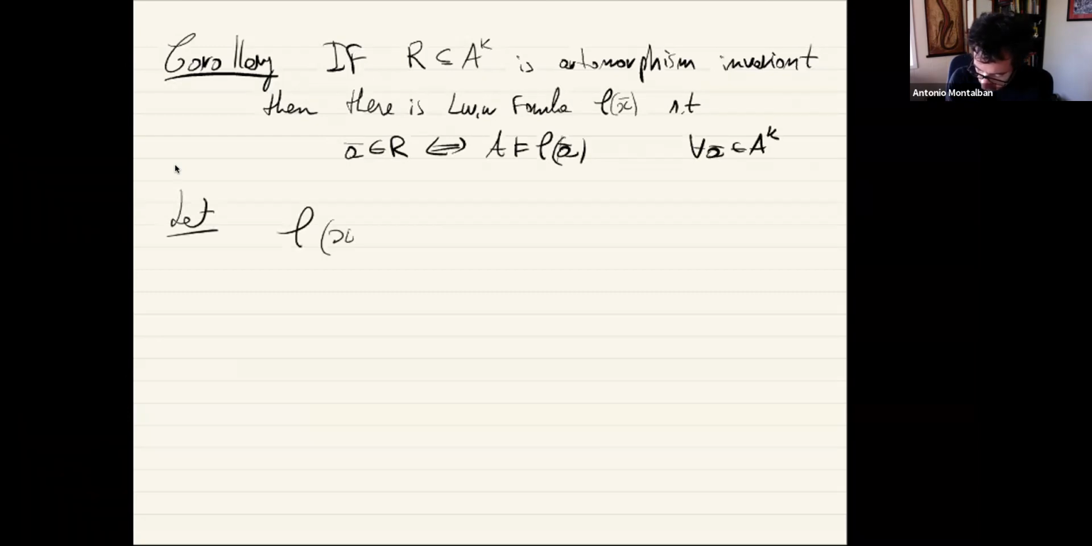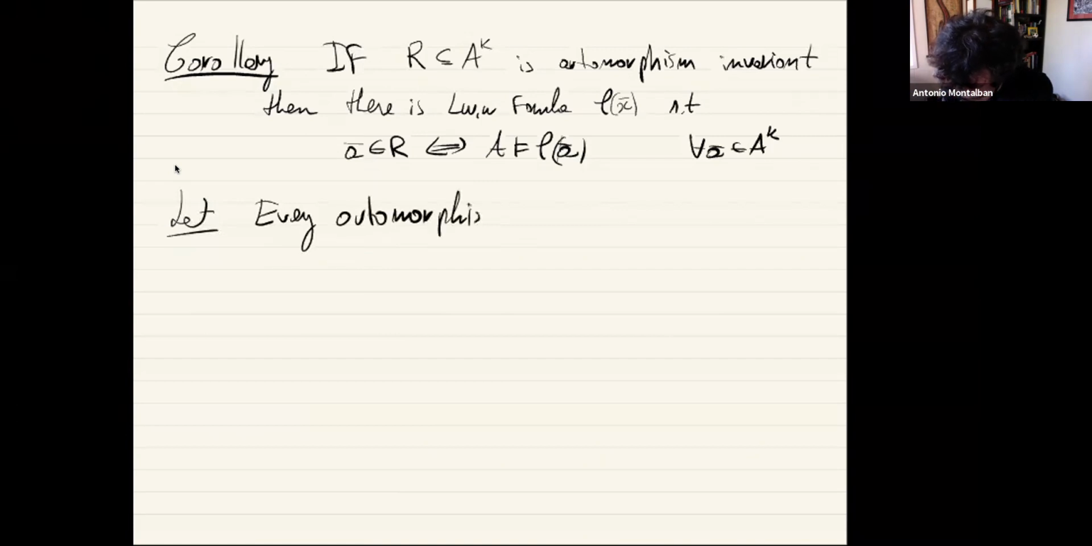Let phi(x) be... I mean, if you are automorphism invariant, you're a union of automorphism orbits, because if you contain an element, you contain everybody on the orbit of that element, because the orbit is the places where the automorphisms take that element, right? So let's just write that down. Every automorphism invariant set R like this is a union, and it's a countable set. It's a subset of a countable structure, so it's a countable set.